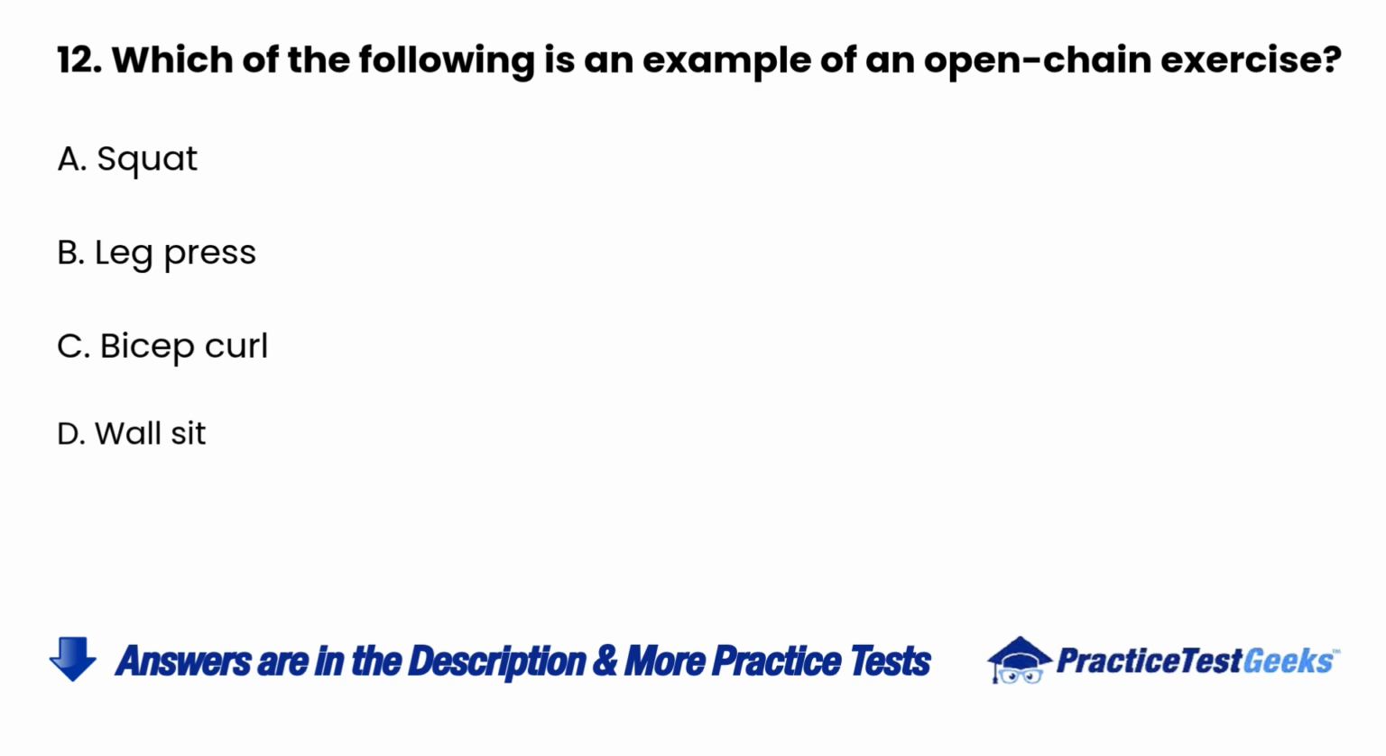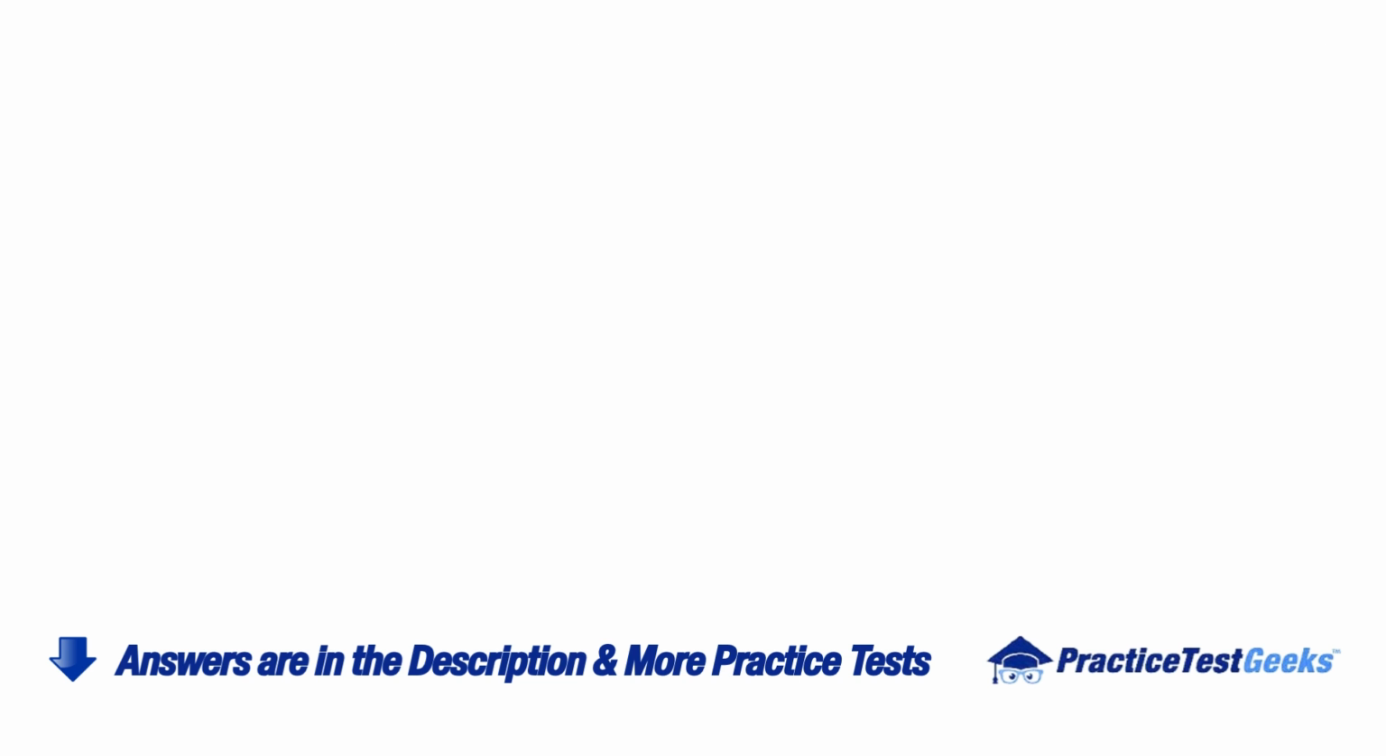12. Which of the following is an example of an open chain exercise? A. Squat. B. Leg press. C. Bicep curl. D. Wall sit.